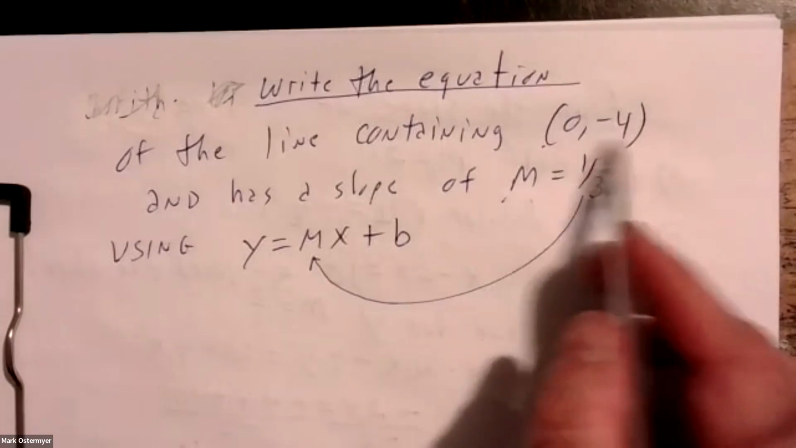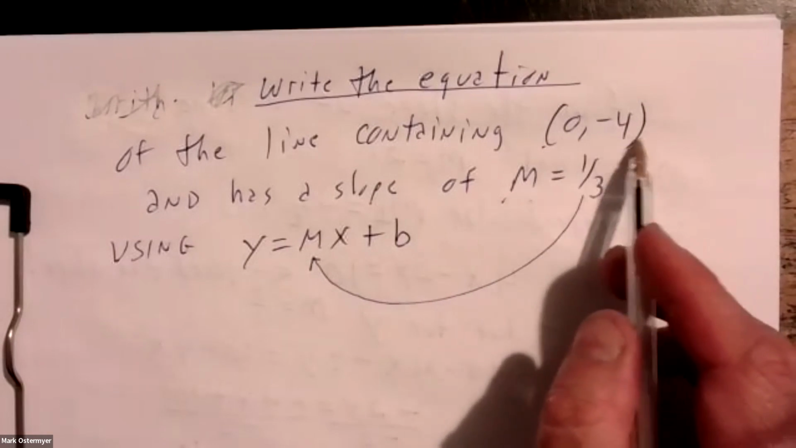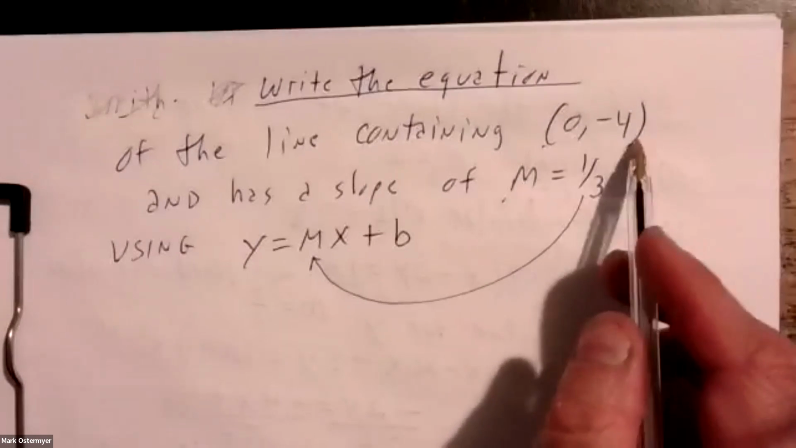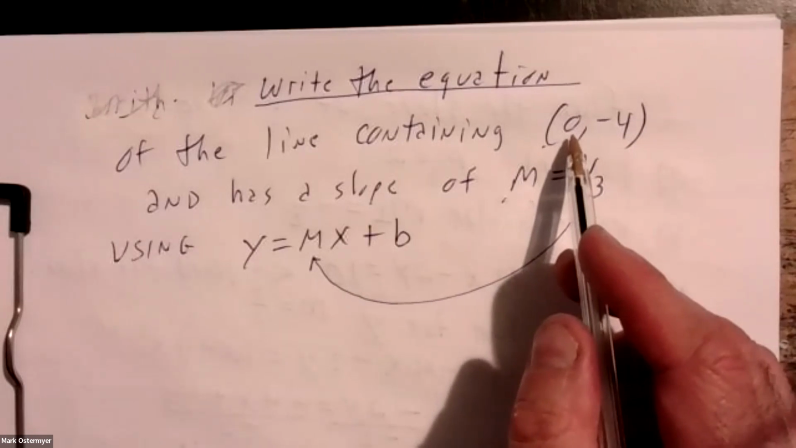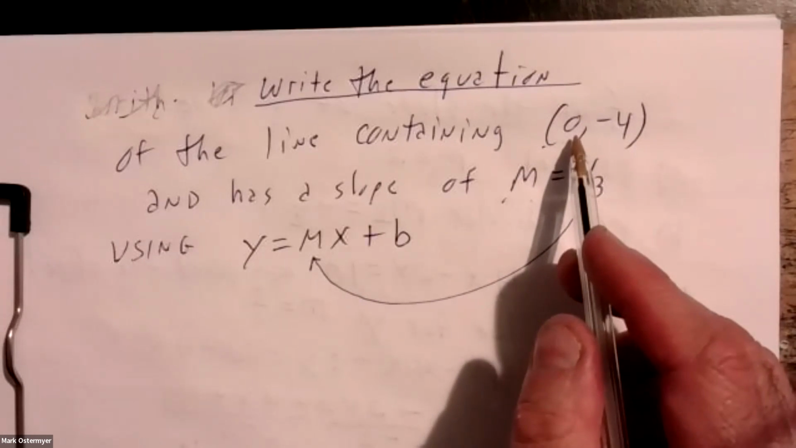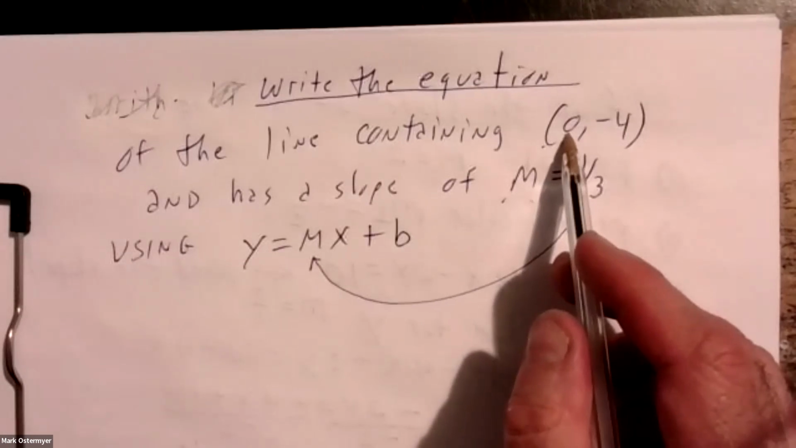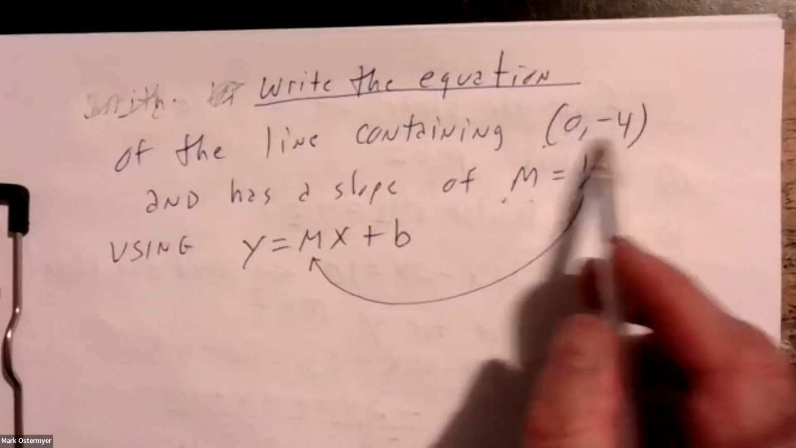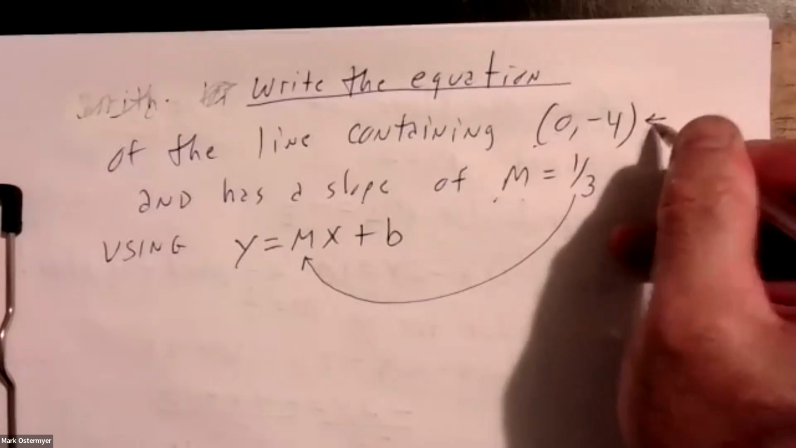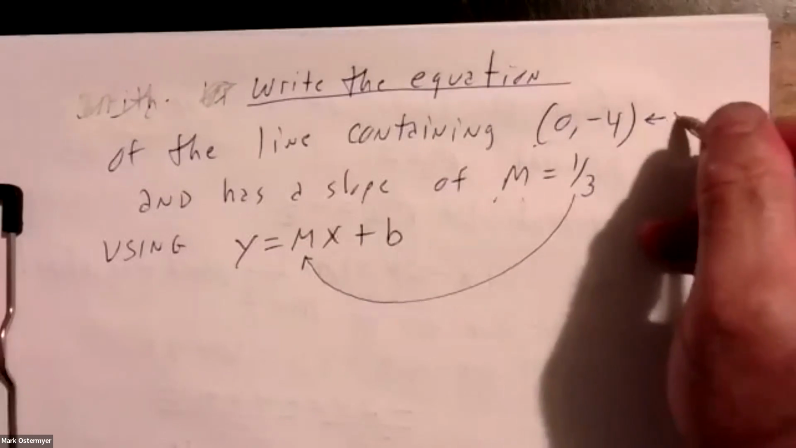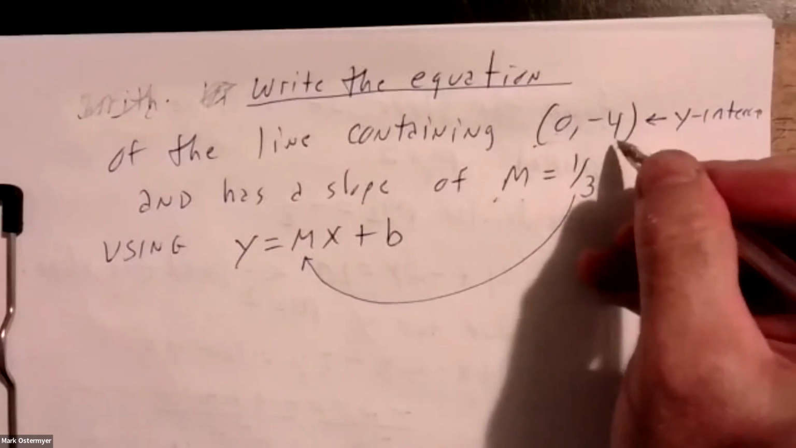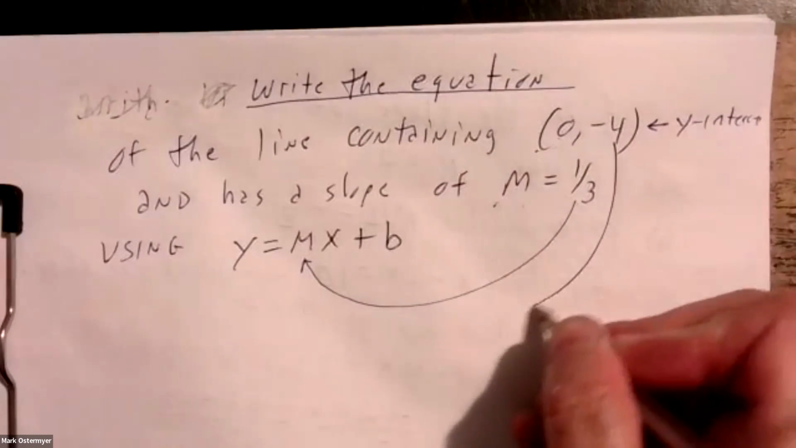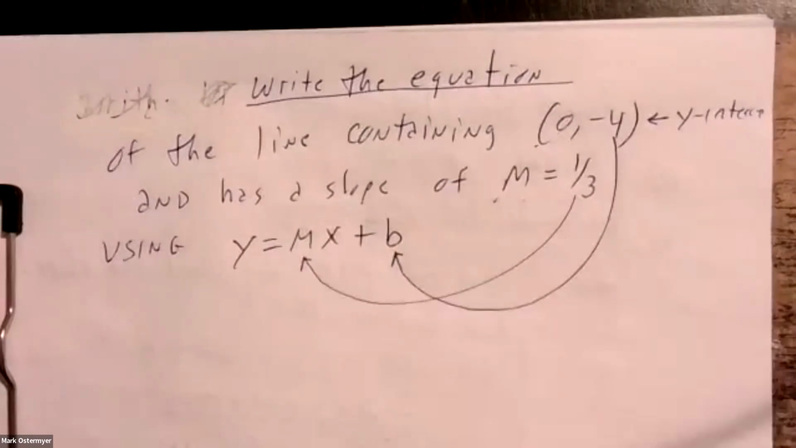Furthermore, they give me a point that lies on the line. But ladies and gentlemen, what kind of point is this? This is a special point. This is not just any ordinary point on the linear equation that I'm trying to come up with. This is a special point called the what intercept? The y-intercept. This is literally the y-intercept because it's a point that lies on the y-axis. So that is the y-intercept, which means that b is negative 4. In for b goes negative 4.